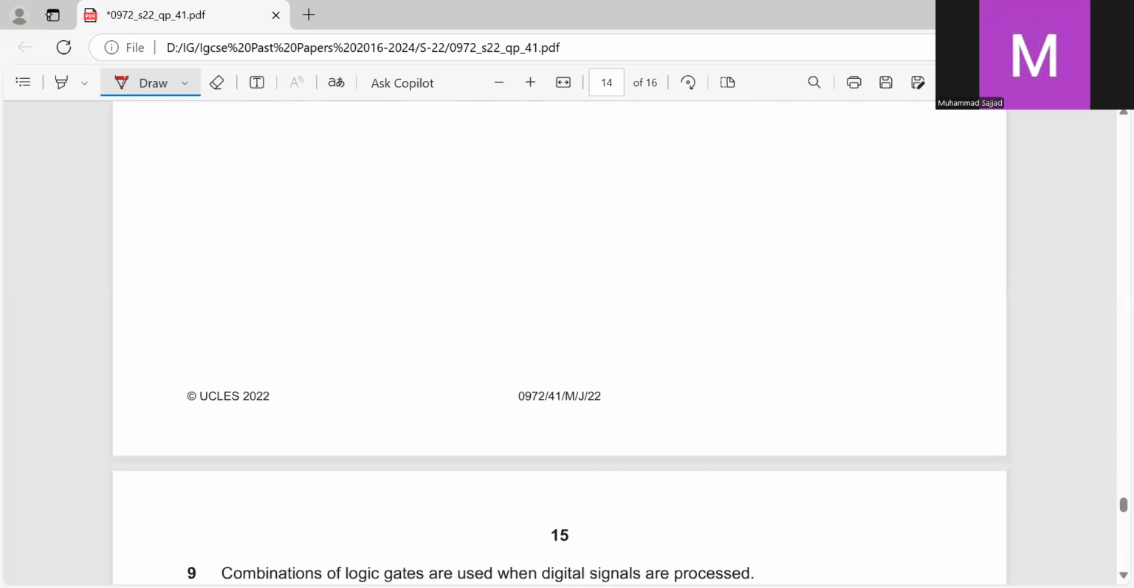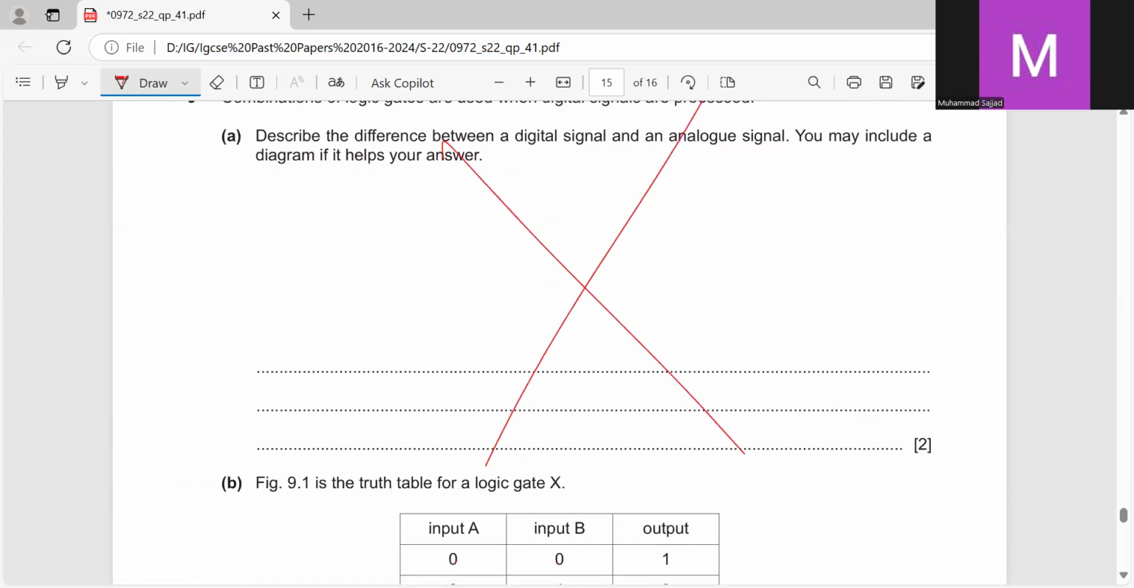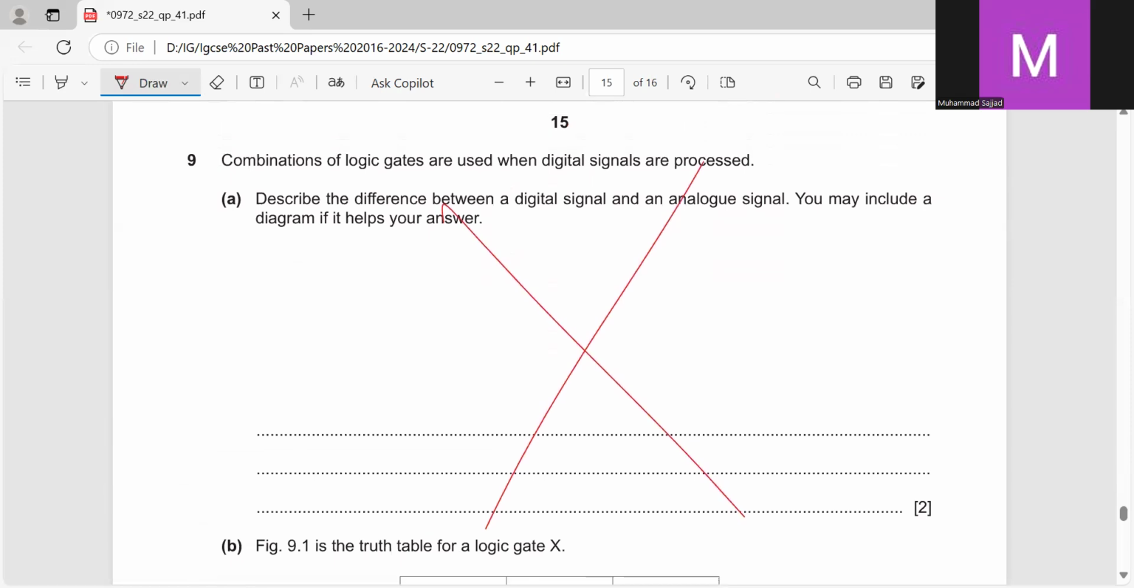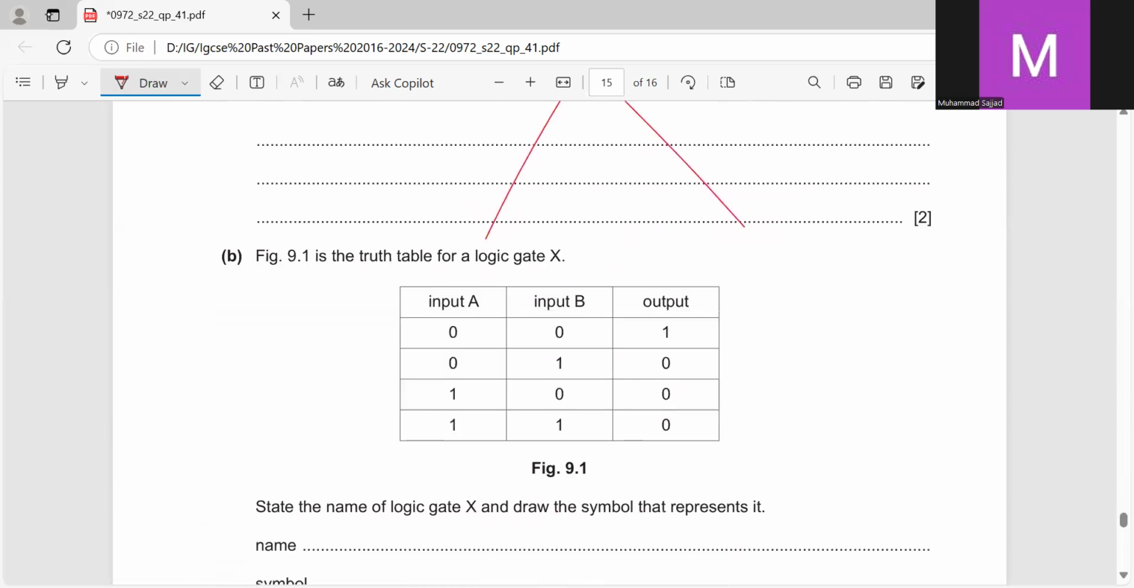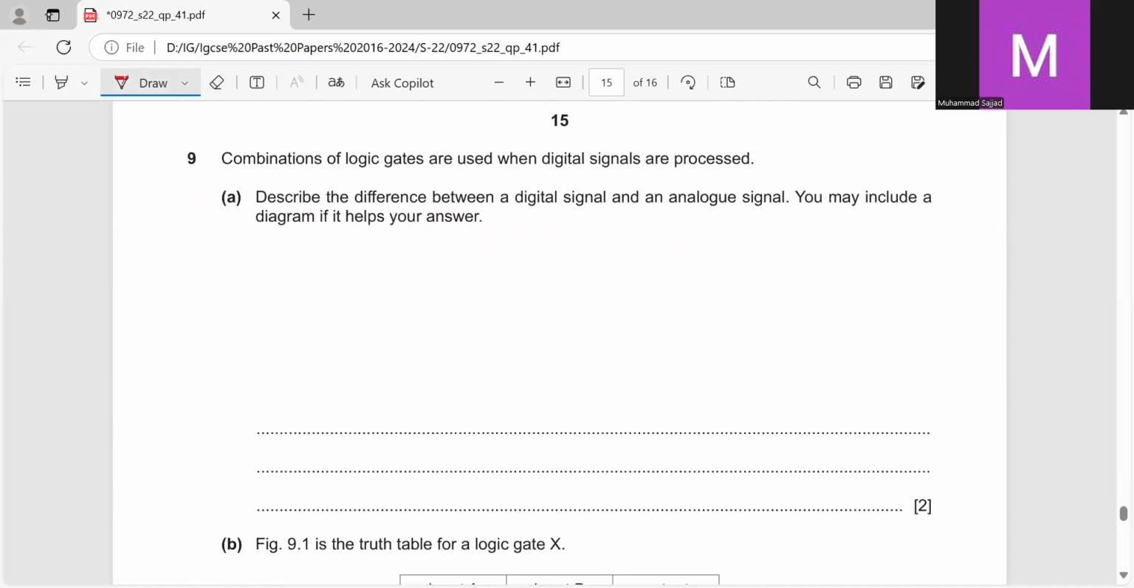Then next question number 9. Again, this digital and analog signal is with us, but these logic gates are not with us. So digital and analog signal, they are in the physics of waves. I can give you the definition of this one.